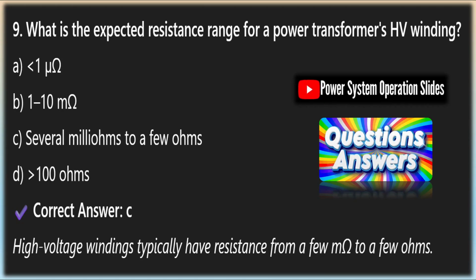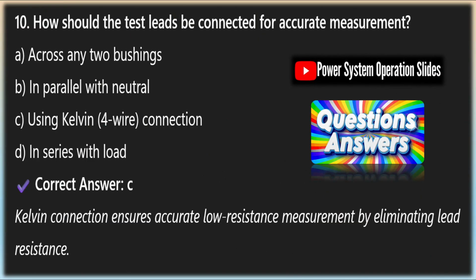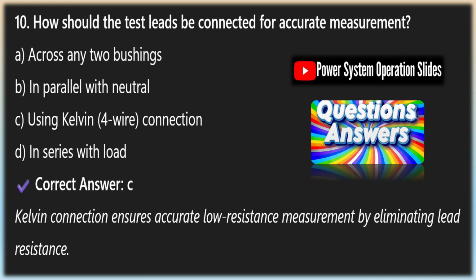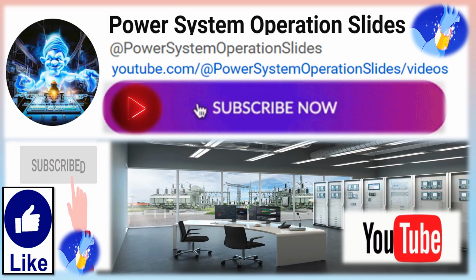Performing winding resistance tests requires injecting a stable direct current through the winding under test while monitoring the resulting voltage drop across the winding terminals. High-precision test instruments are employed to provide a controlled direct current source and to measure voltage with high resolution.